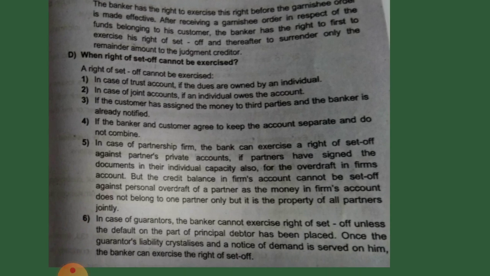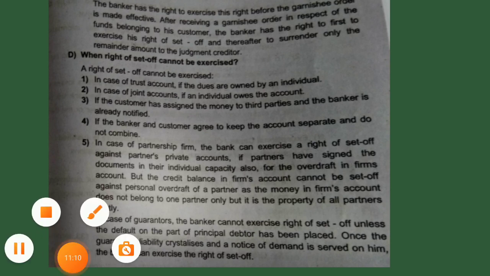Next is the case of a guarantor. The banker cannot exercise the right of set off unless default on the part of the principal debtor has taken place. Once the guarantor's liability crystallizes and the notice of demand is served on him, the banker can exercise the right of set off. So these are the situations where they cannot exercise the right of set off.